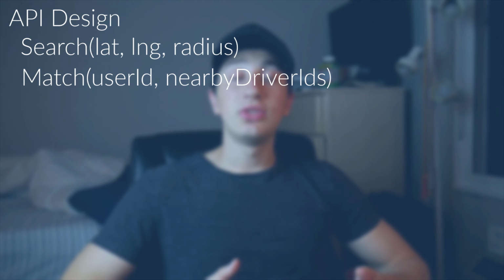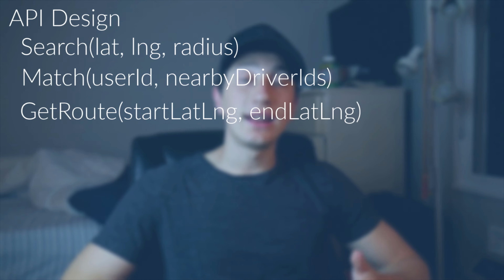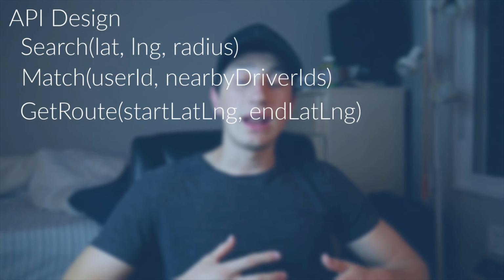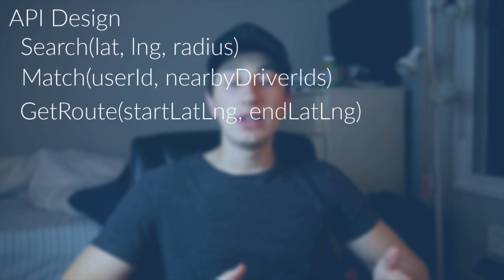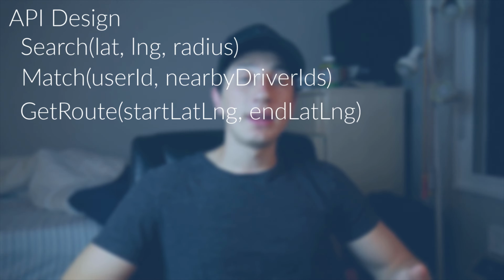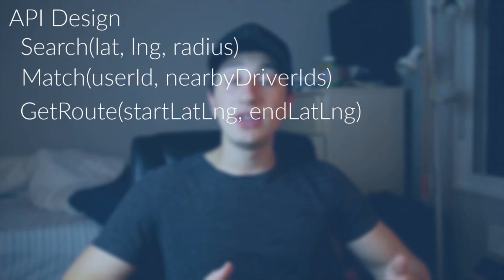Then finally, this is the endpoint that I want to be focusing on the most, the actual get route endpoint, where we're going to have a start and end latitude and longitude. And basically what that's going to do is return an estimated ETA based on how many minutes from now the ride is going to be, as well as something like a distance that the ride should be.